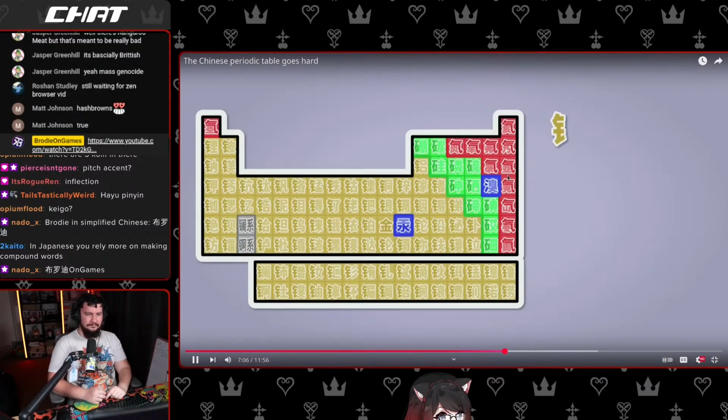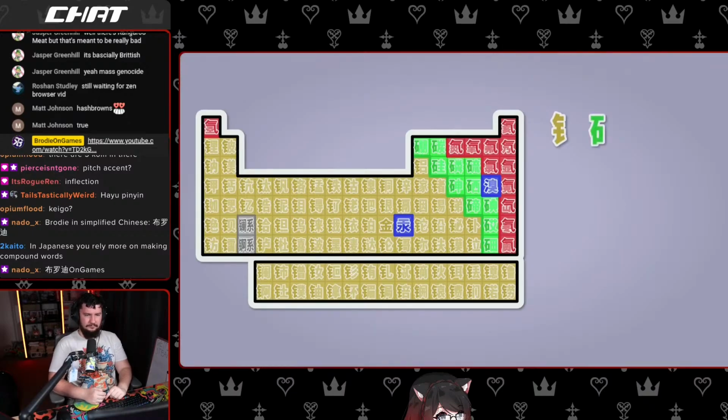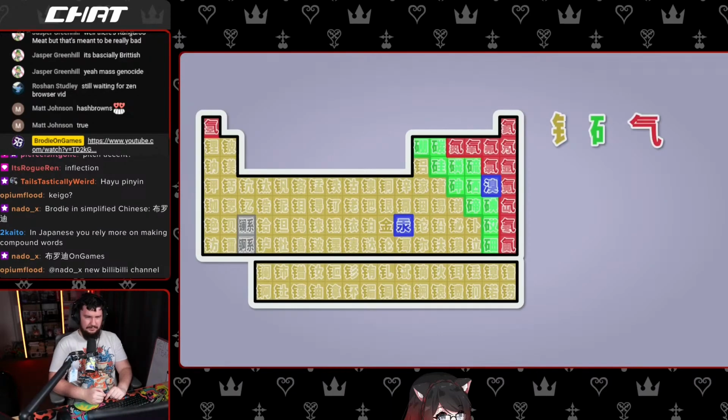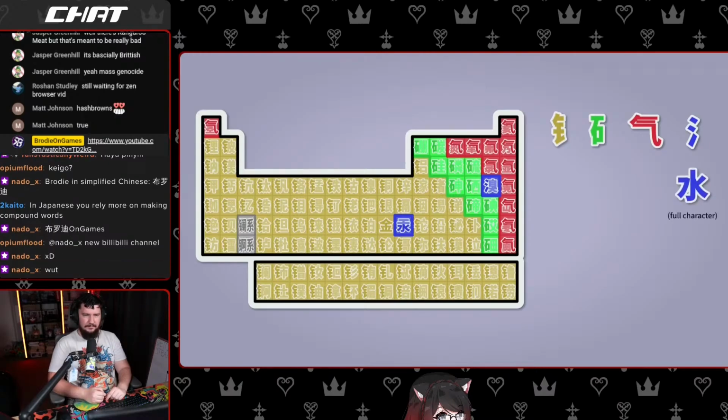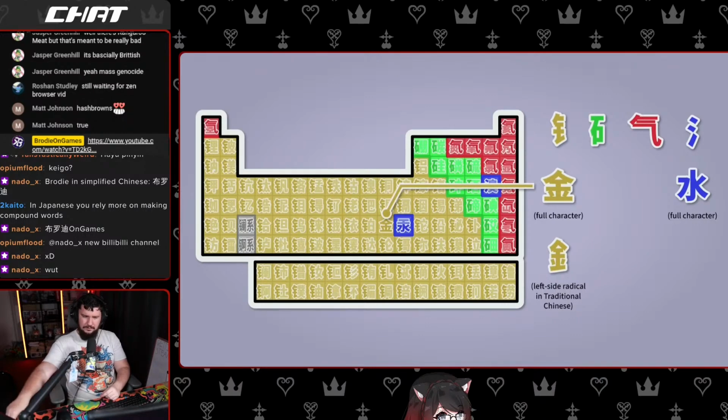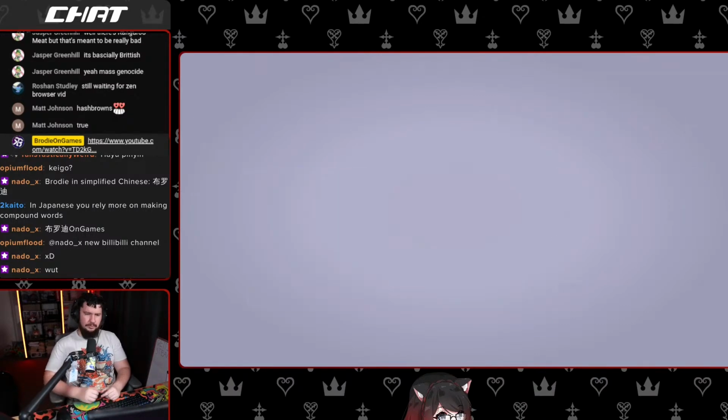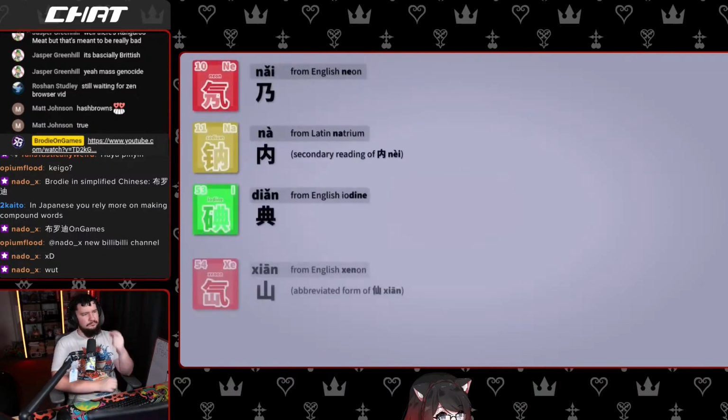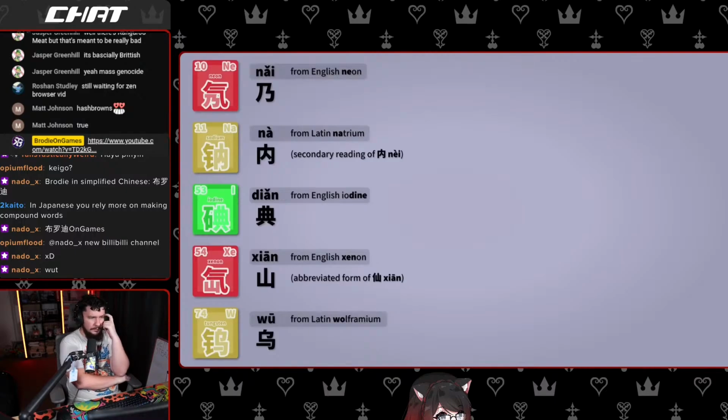The metal radical represents solid metals, the stone radical, solid nonmetals, the air radical, gases, and the water radical, liquids. Just to clarify, some of these radicals have different variants, like how the water radical has a simplified form when used on the left side of a character, and so does the metal radical, but only in simplified Chinese. When used as a full character, it's not simplified. You can also see it on the table as an element, because apart from metal, the same character also means gold.